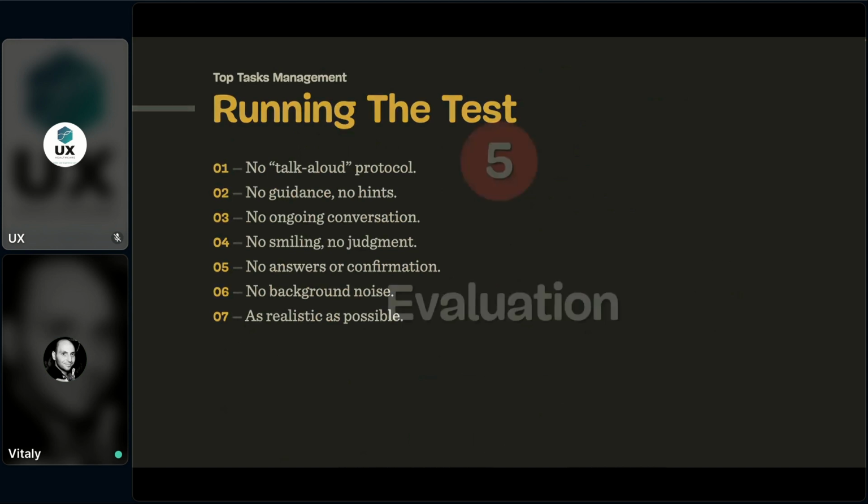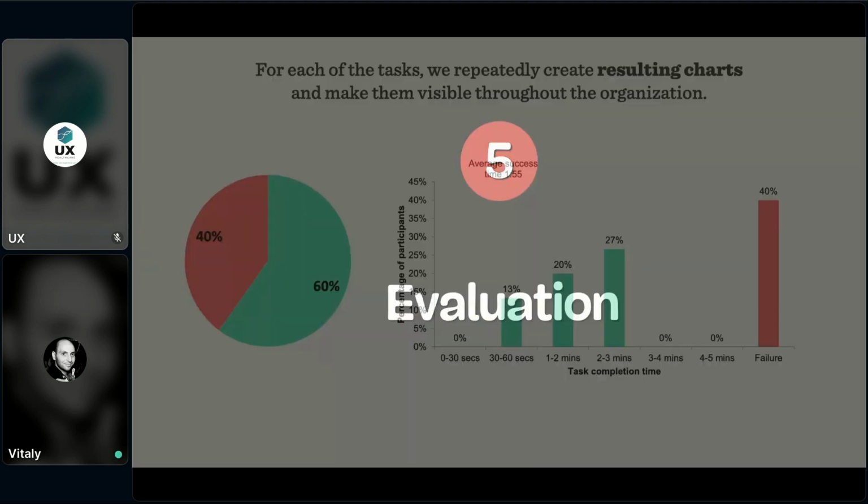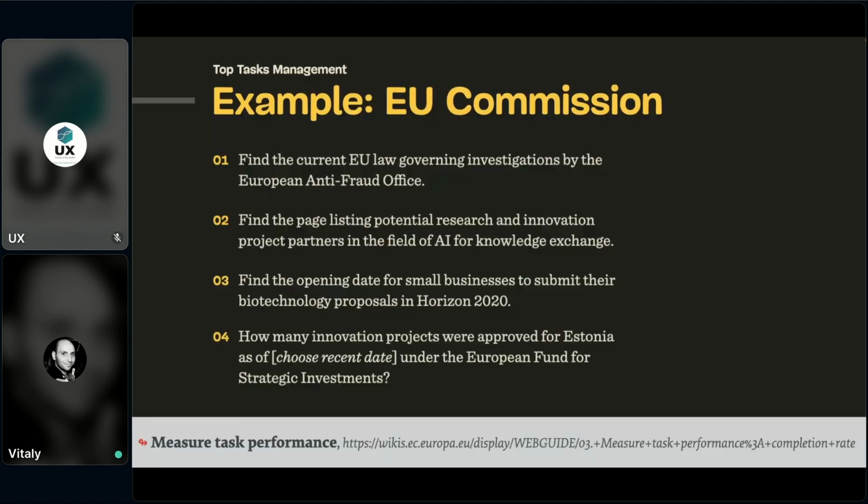And out of that, we create those kind of reports when we're evaluating for each task. It will look like this. Success rate, times, right? Nothing fancy here. By the way, it's all fully documented. So if you look at it for the European Commission, right, those were some of the tasks: by the current European Union law governing investigations by the European Anti-Fraud Office, by the opening date for small businesses to submit the biotechnology proposals, and so on, right?